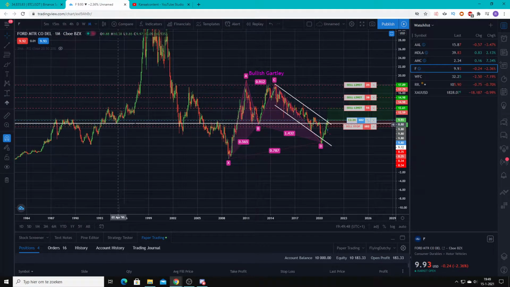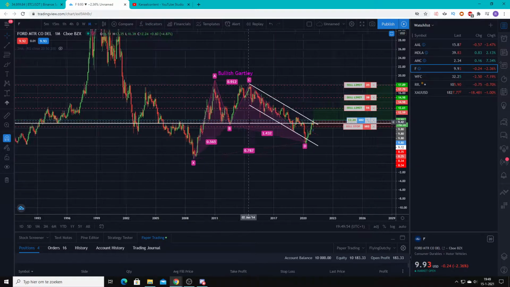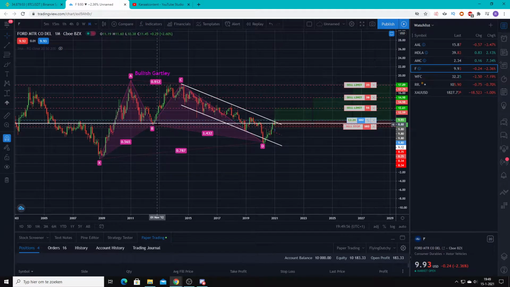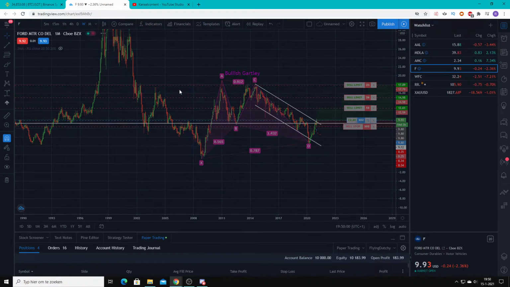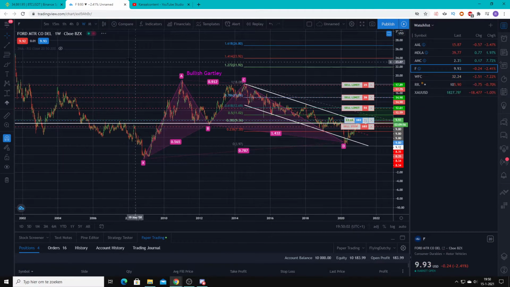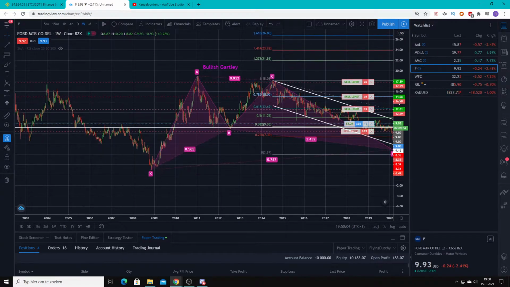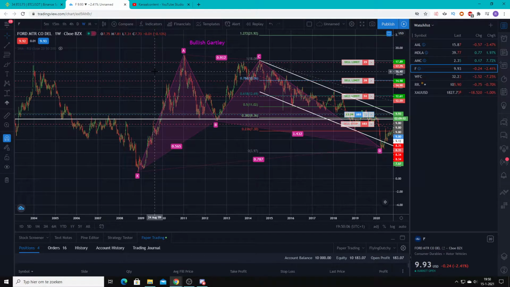When I look at the monthly and I see something like this, a higher low, I can put this horizontal resistance over here. Also from this low, this wick touched this resistance as well, and now it's back above it. So when we go to the weekly, there is a bullish Gartley, and that's a harmonic on the weekly again, which is very powerful, which is very good.